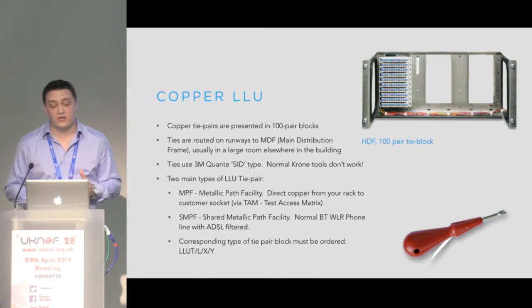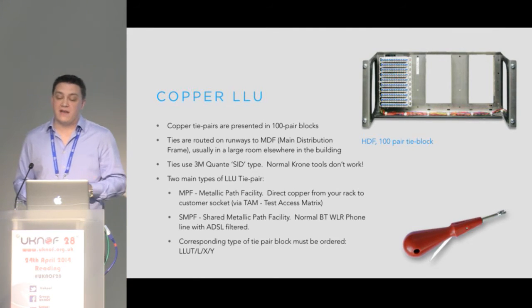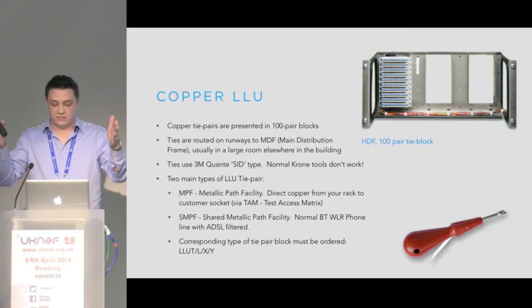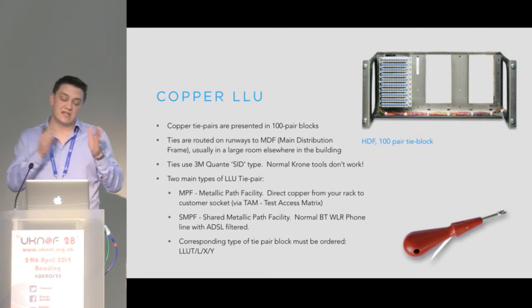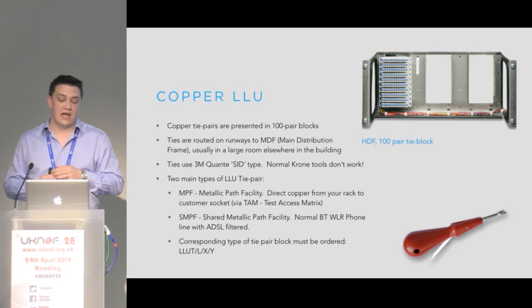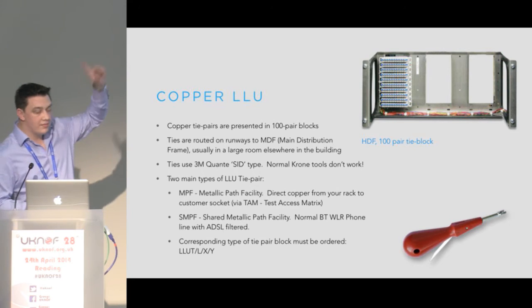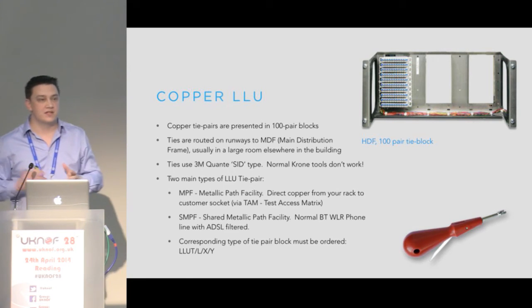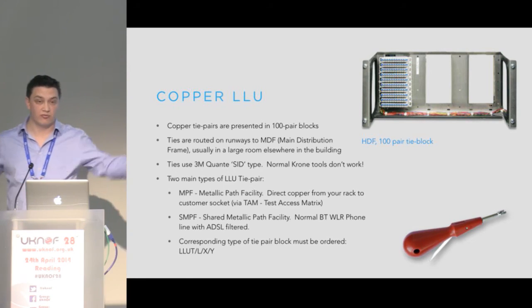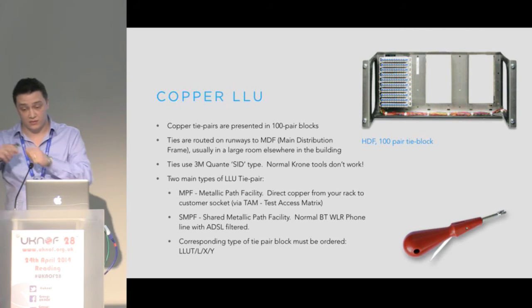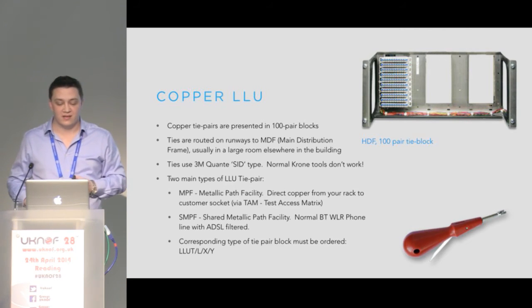So copper LLU, that's what an HDF looks like. You get this rack mountable unit that takes 300 pair blocks. BT hand over tie pairs 100 at a time. They are then run along the runways back to the MDF, which is tucked away somewhere else in the exchange, a big room with loads and loads of chrome panels or solder wires or whatever they were at the time that the exchange was built.